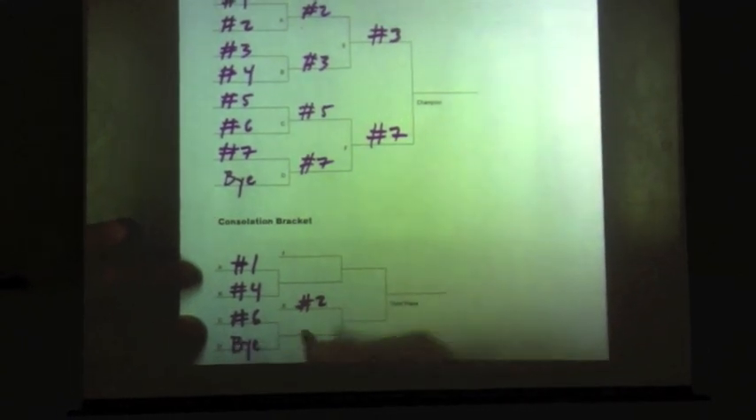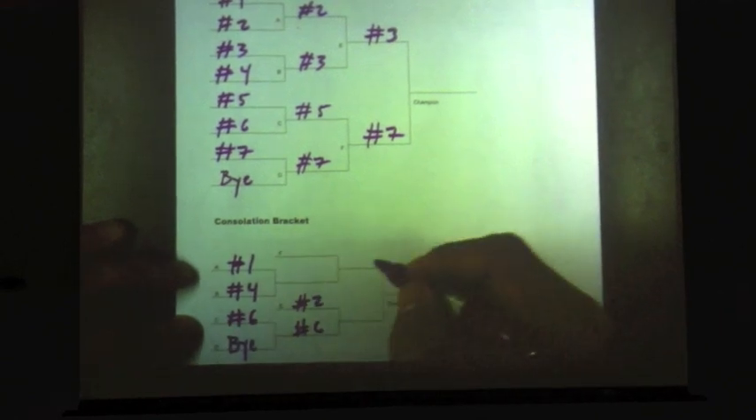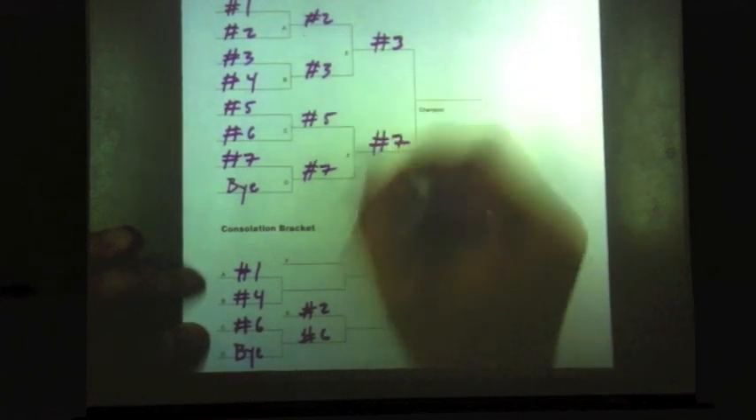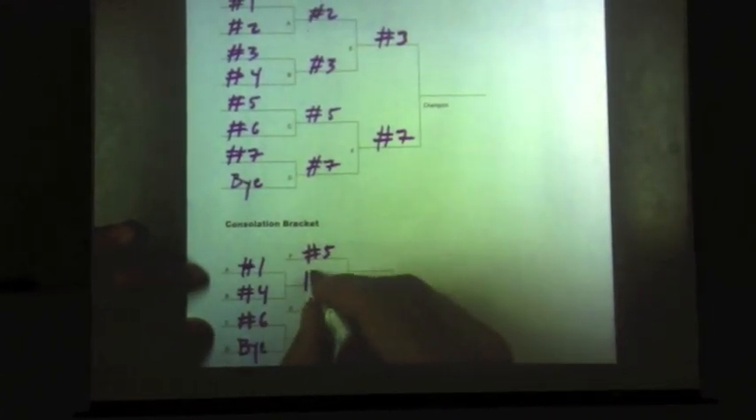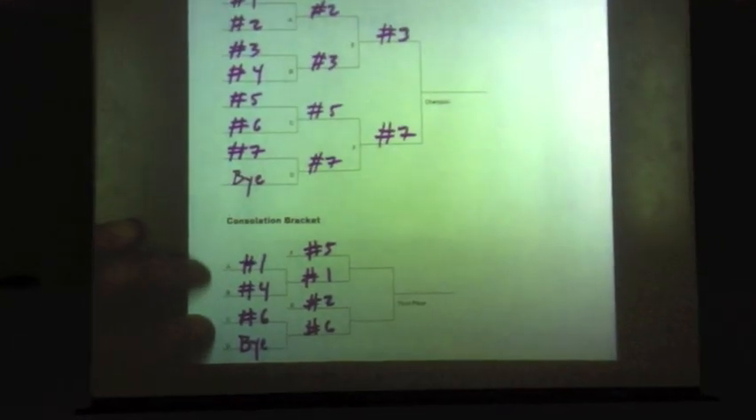Okay, we're going to push number 6 through because he beat the bye. Now we fill that bracket. There's semifinals there. And then we're going to drop down number 5 as well. And we'll say number 1 beat number 4. So now we have our brackets full.